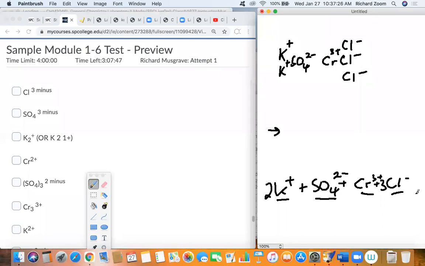Okay. So I think it's probably a good place to stop for now. On Monday, we'll do the single displacement and the decomposition reactions. And then on Wednesday, I think it's review. And then on the following Monday, I think the test is due. Remember, the test can be done anytime.